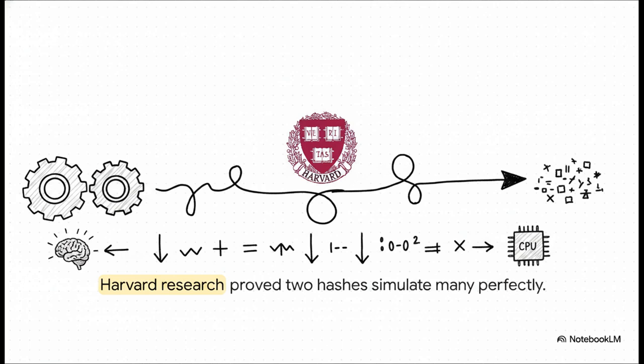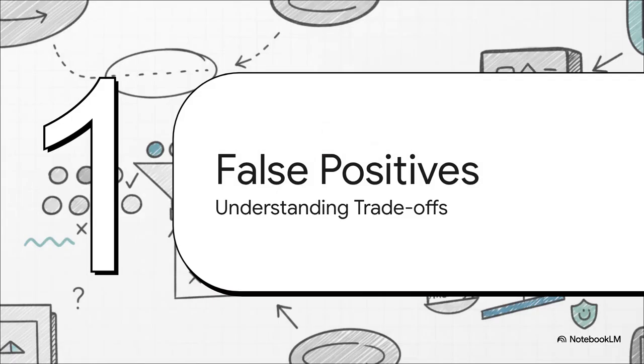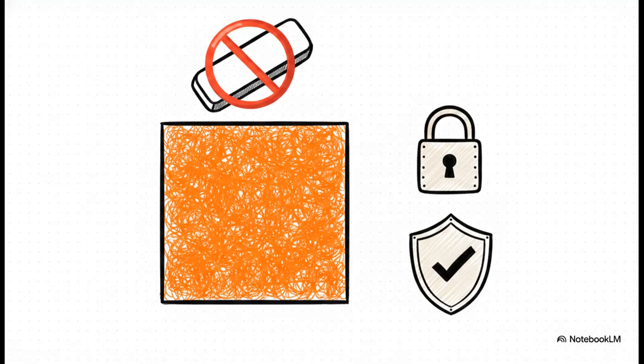Most optimizations you'll see are all about reducing that hashing overhead rather than speeding up the lookup itself. Section 4, false positives explained. Okay, now we have to confront the elephant in the room.